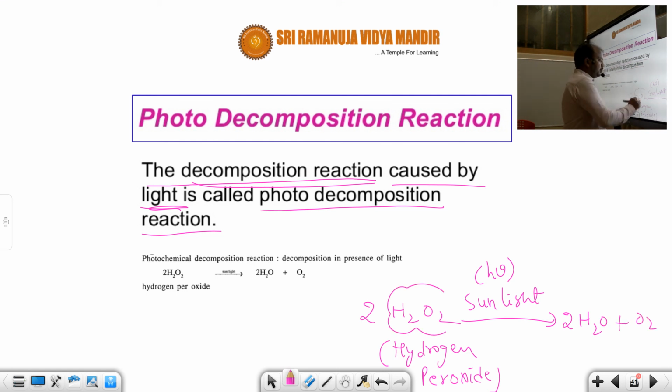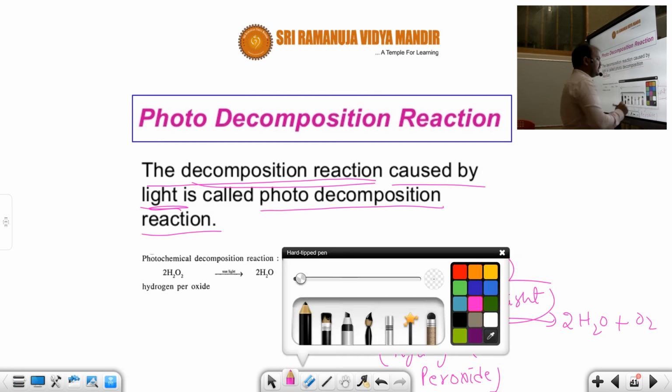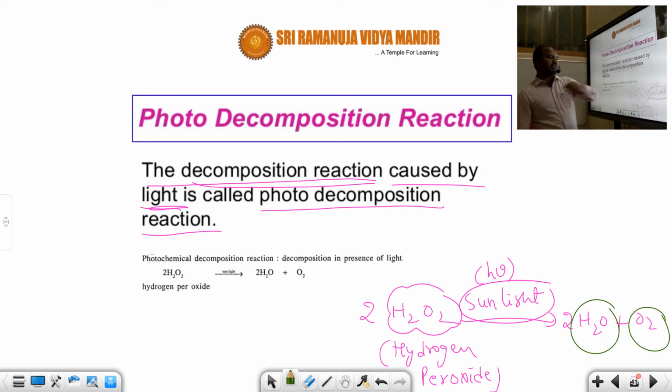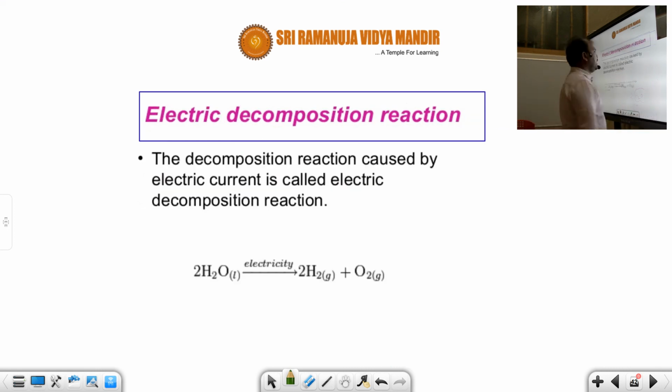So H2O2, hydrogen peroxide, is a single substance. In the presence of sunlight, this substance can be broken down into two substances, H2O and oxygen. So here a decomposition reaction takes place because a single substance, hydrogen peroxide, is broken down into two substances, H2O and O2. But this chemical reaction takes place in the presence of sunlight, so this is called photo decomposition reaction.